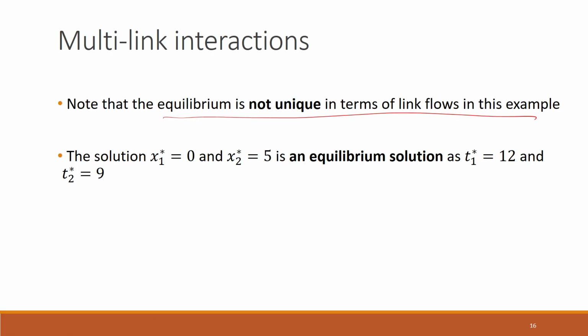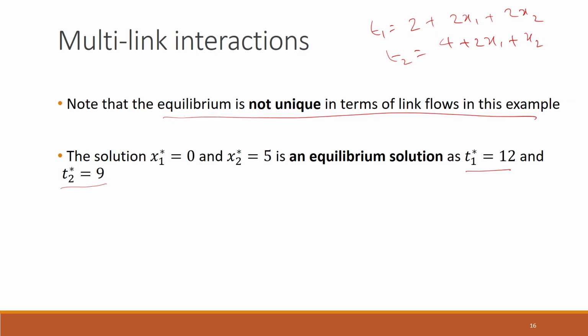One such solution is that, suppose the flow on link 1 is equal to 0 and the flow on link 2 is equal to 5. Now, this is an equilibrium solution. Why? Because T1 star will be equal to 12 and T2 star will be equal to 9. So, let us quickly recall the travel time functions on these links here. And this is the travel time function on the second link, 4 plus 2x1 plus x2.